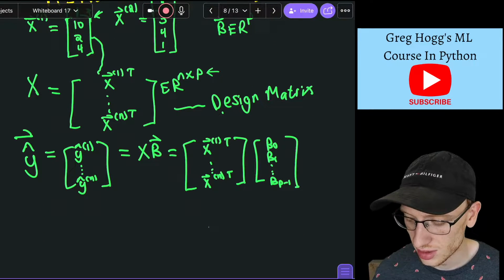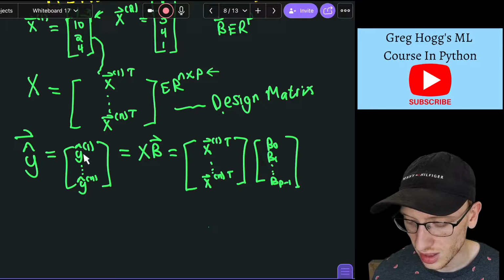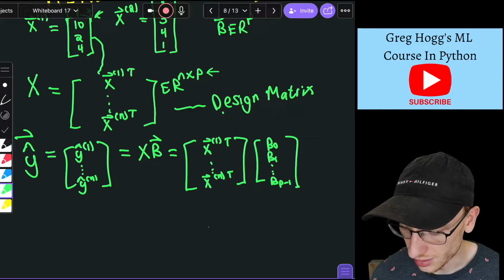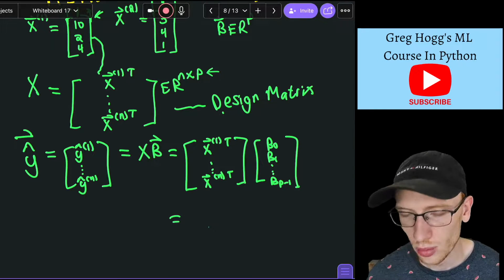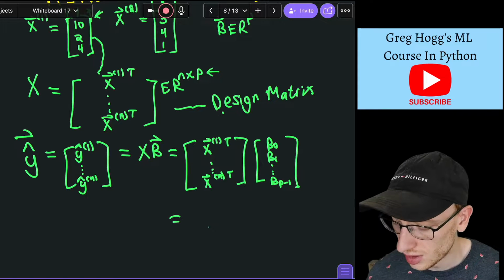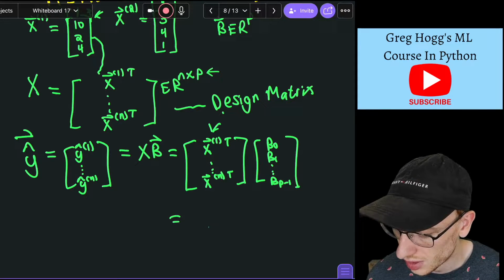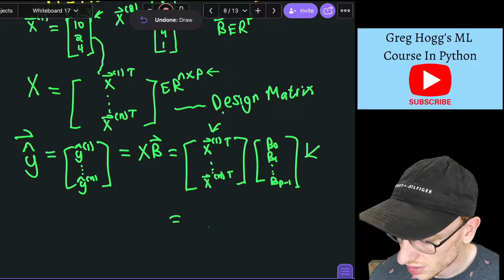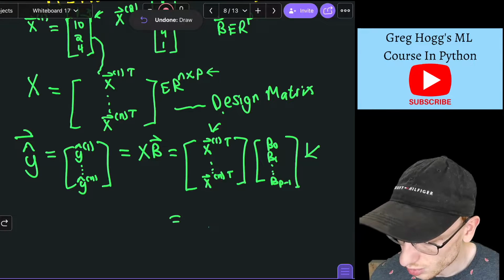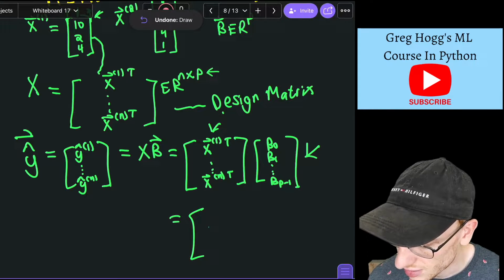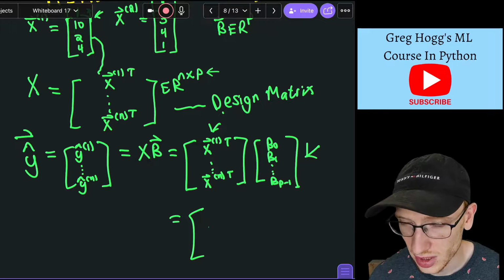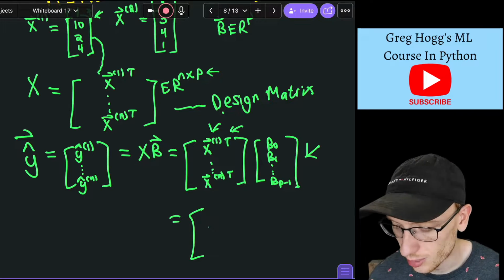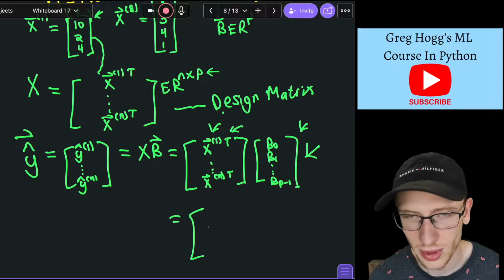This thing would be the ith prediction, because it's going to look like this. What a matrix multiplication does is, remember, this is just a row, and this whole thing is a column vector. So matrix multiplication says, okay, I'm going to take the transpose of this thing, and I'm going to dot product it with this thing to make the ith component.